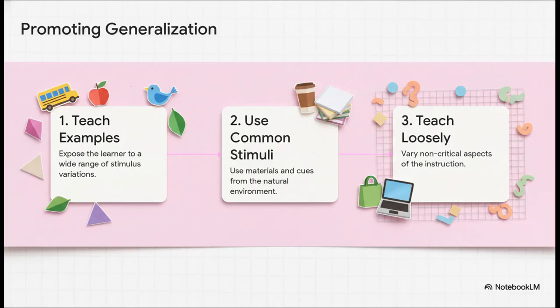Now, here are 3 proven strategies for making that happen. First, teach enough examples. You want to expose the learner to lots of different variations so they grasp the core concept, not just one rigid example. Second, program common stimuli. This means using materials and cues during training that they'll actually encounter out in the world. And finally, teach loosely. This means intentionally varying the little details that aren't critical to the skill, which helps the learner focus only on what truly matters.